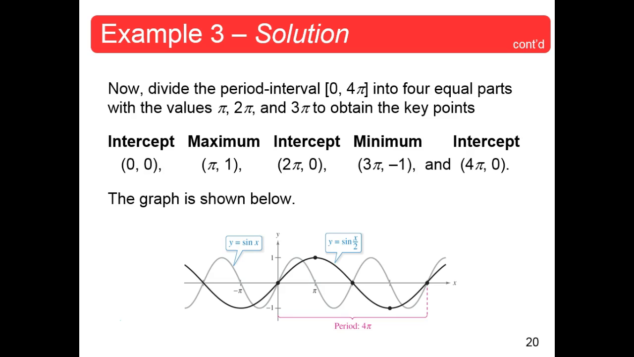But for this one, your period is now 4 pi, so you reach your peak at 1/4 of that interval, which is pi, back down to 0 at 2 pi, down to -1 at 3 pi, and back up to 0. One complete cycle in the period of 0 to 4 pi. And another half cycle over here, going down to -1, and back up to 0. Make sense? Horizontal stretch because your b is less than 1.